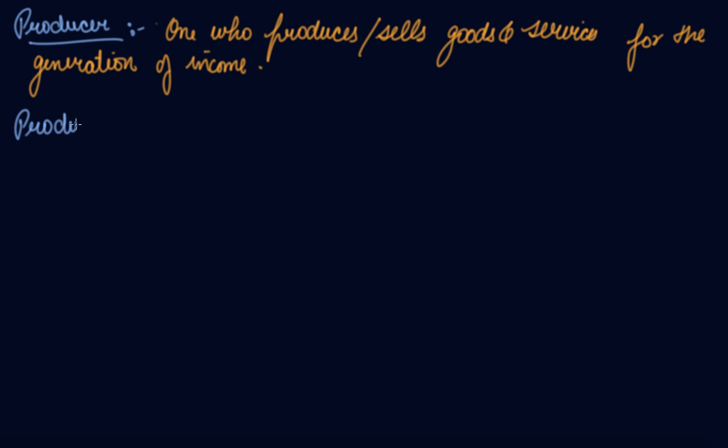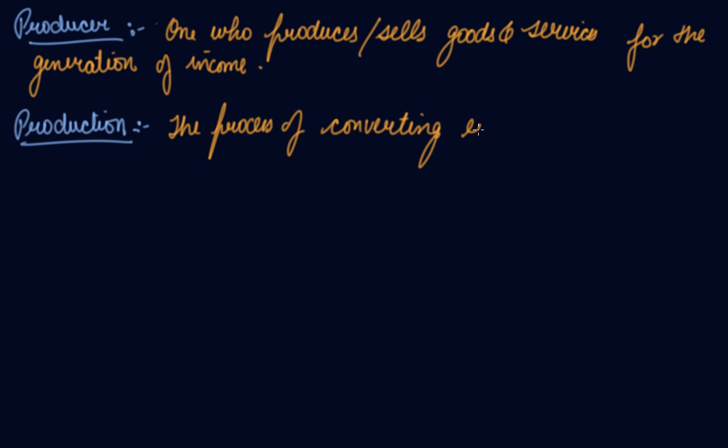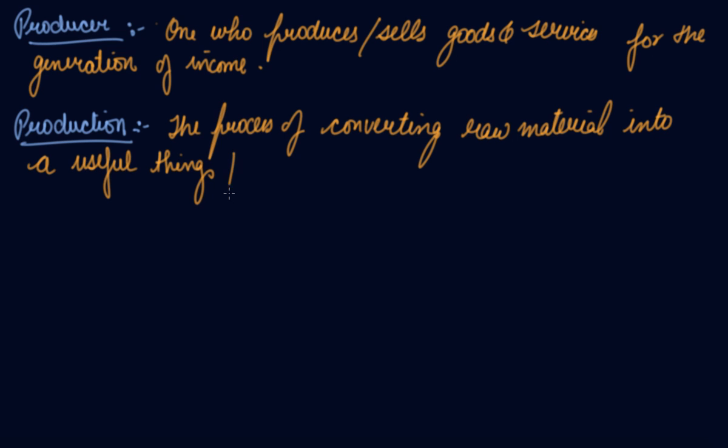What is production? See, the process of converting the raw material into a useful thing or a finished good is the production. The process of converting raw material into a useful thing or a finished good is a production activity.